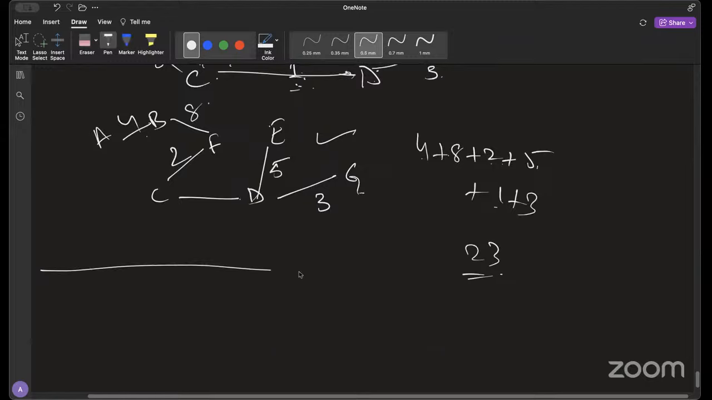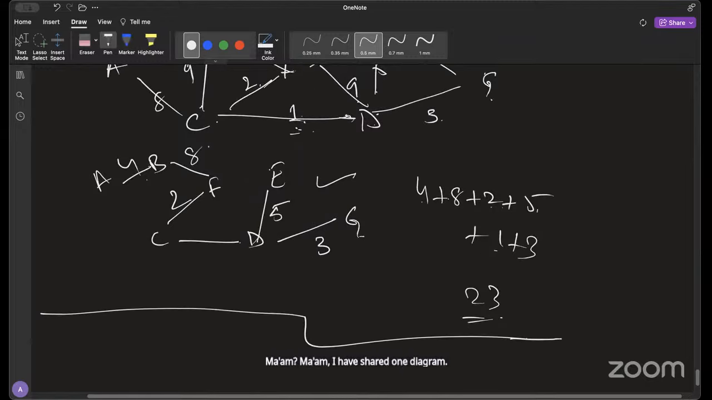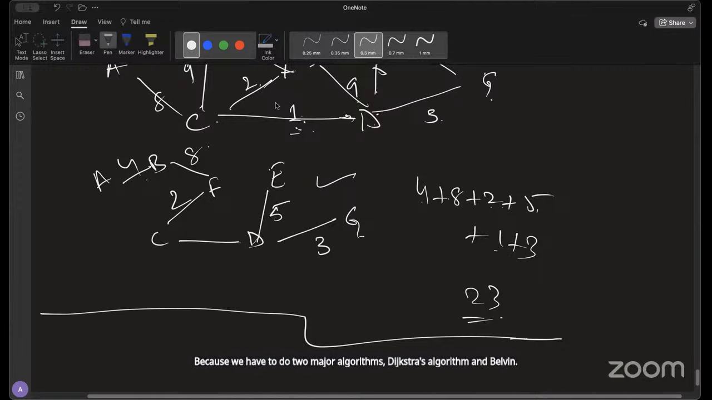Dijkstra's algorithm. Ma'am, I have shared one diagram in the message chat box. Is it based on minimum cost spanning tree? Yes, ma'am. We can't possibly do all the questions here because we have to do two major algorithms, Dijkstra's algorithm and Bellman-Ford algorithm. We'll just take up this one.